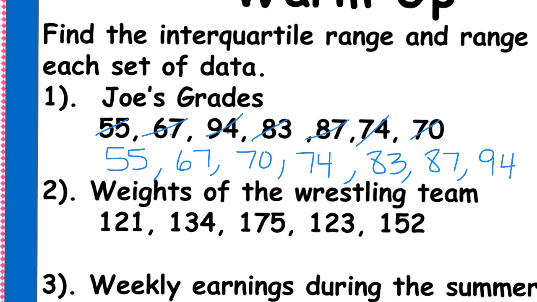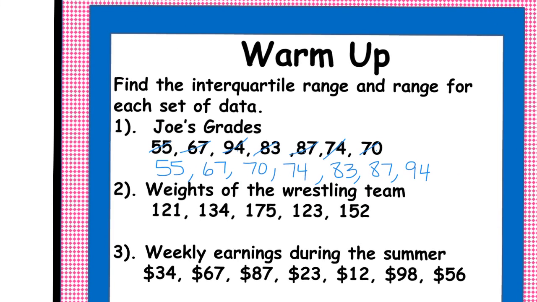There's 1, 2, 3, 4, 5, 6, 7 numbers in the original list. So 1, 2, 3, 4, 5, 6, 7 in the next one. So the range is really easy from here. So my range is going to be 94 minus 55. So then grab your calculator. 94 minus 55 is 39.